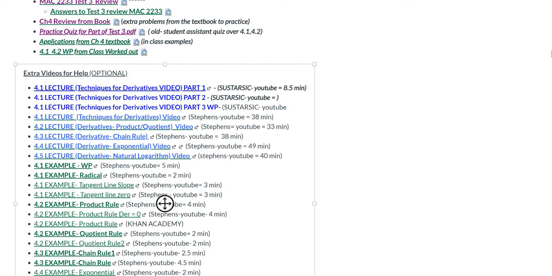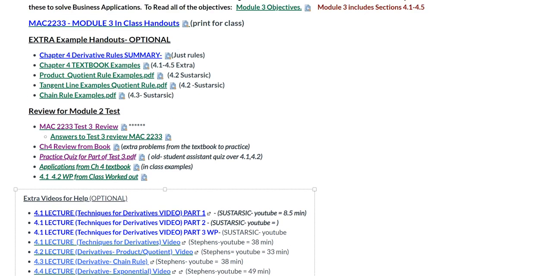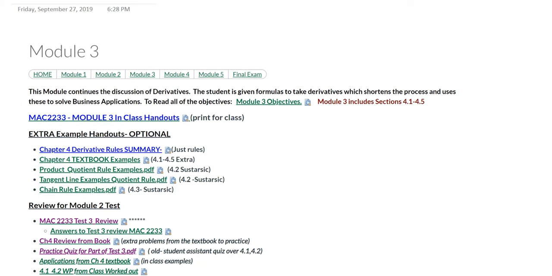Last piece I just want to real quickly look at is in your Canvas shell. If you click on Module 3, again, these are the handouts for class. This is the ones I actually use for 4.1. Here are my personal extra examples that I've done. Now, some of them are from the textbook, but what I mean by that is I've actually created these pieces and put them on here. There's a summary of all the rules for Chapter 4.